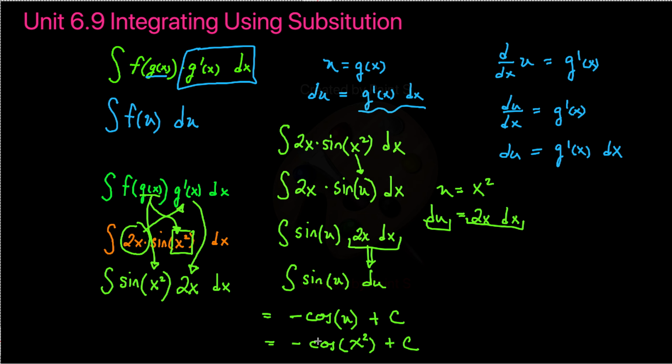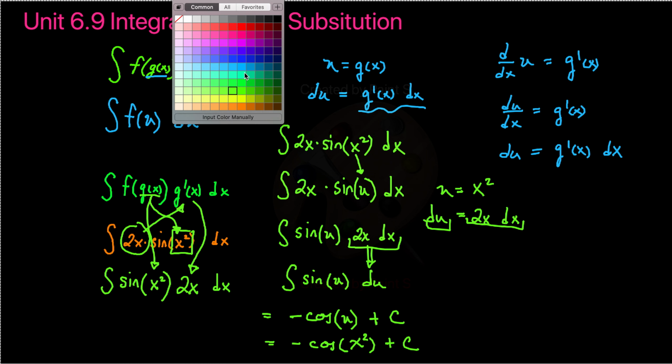And you want to make sure. Let's check. So I'm saying that the antiderivative of 2x sine x squared dx, or the antiderivative of 2x times sine x squared, is negative cosine x squared plus c. Well, what's the derivative of this?